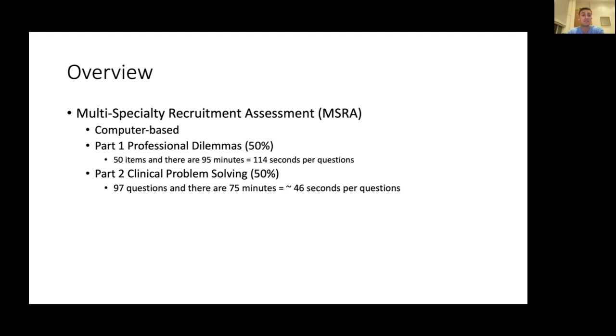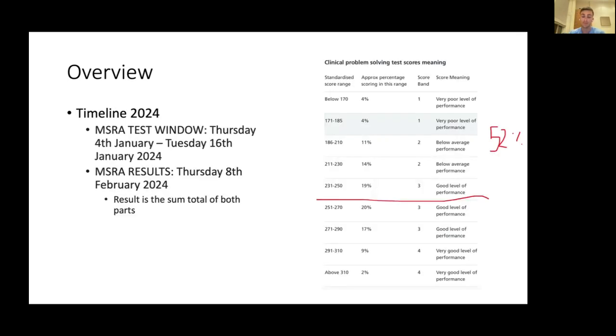Whereas the professional dilemmas is a bit more difficult because there's some nuance, and there's not always a logic that carries over from one exam to the next. We'll do some practice questions in a minute, and then you guys can see how you feel about it.